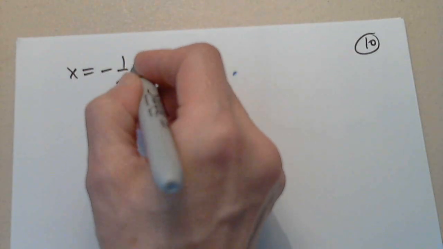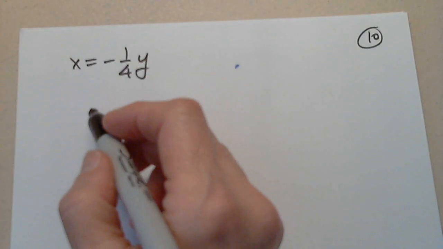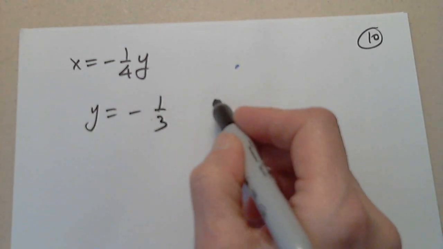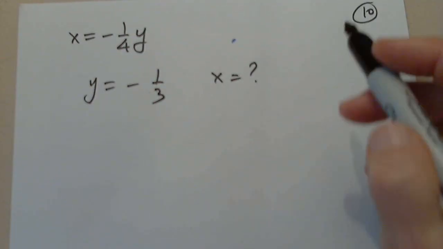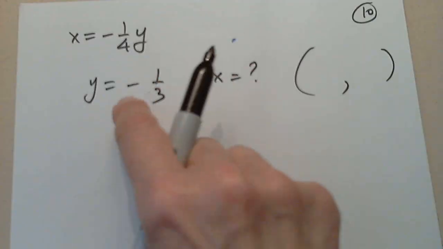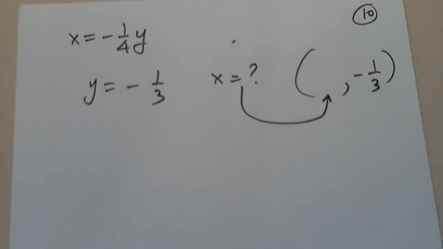C. You said C? Yes. Perfect. So this is my page 10. Very good. So x equals -1/4 y. And we're asked to find, we are given that y equals -1/3. So they want us to find x. In other words, they want us to create the ordered pair with y equals -1/3 and whatever we find for x.